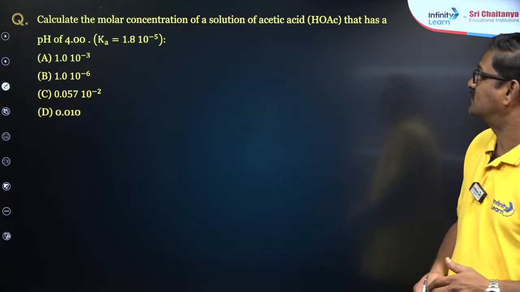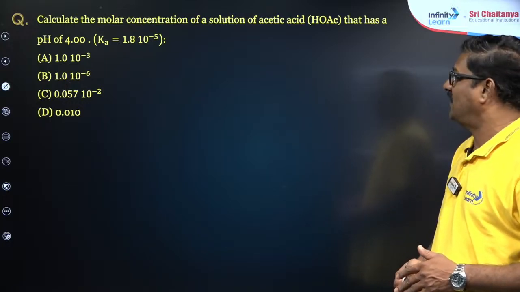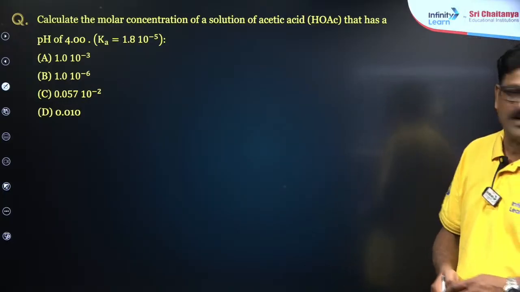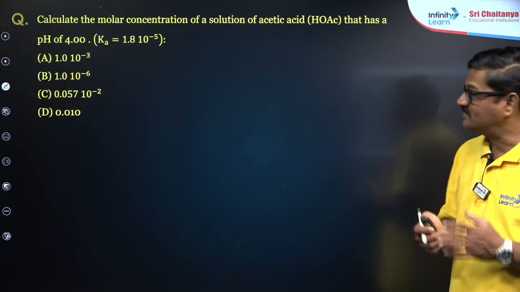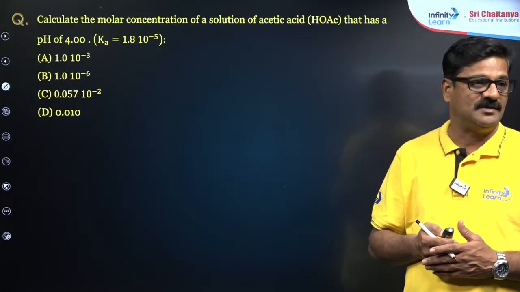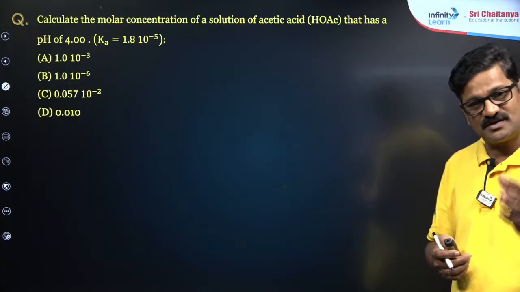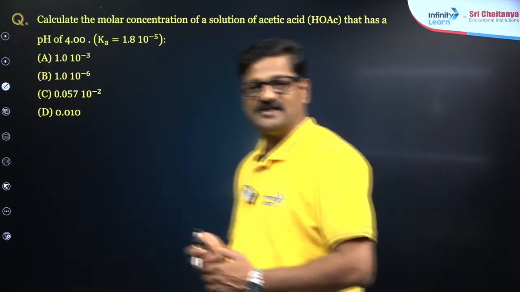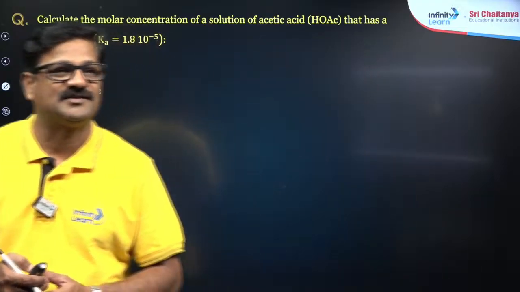Calculate the molar concentration of solution of acetic acid that has pH is equal to 4. Ka is given. So it has to be done based on the ionization of the weak electrolyte. You have to use the pH concept. pH is equal to negative log of the H plus concentration. H plus is going to be 10 to the power of minus pH.